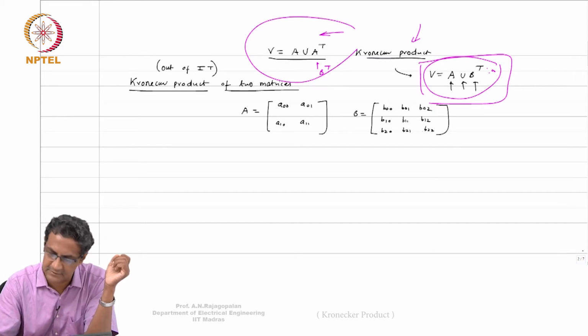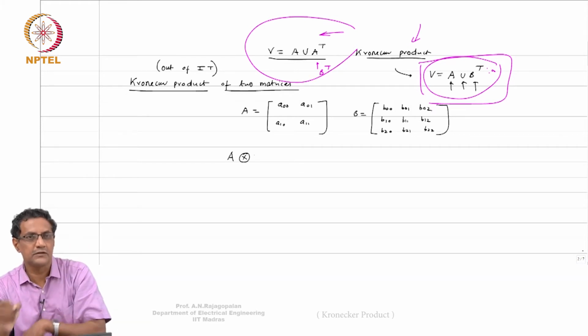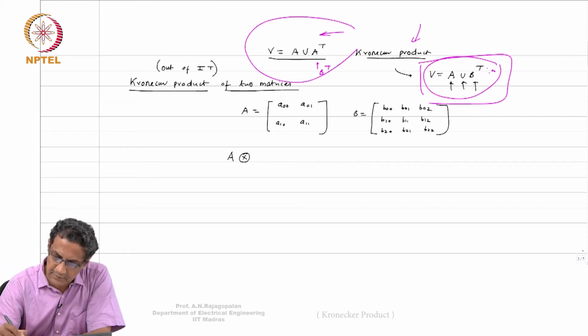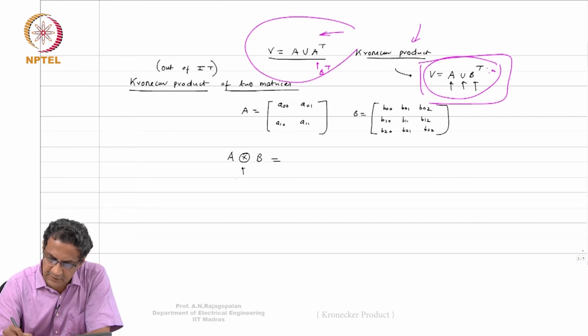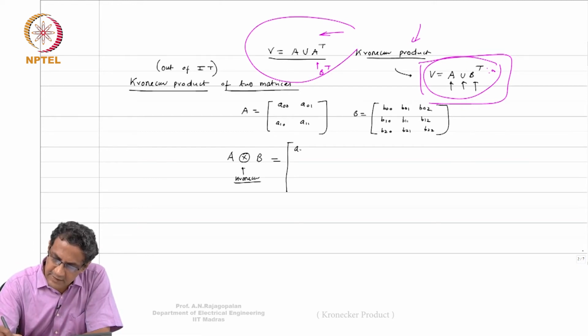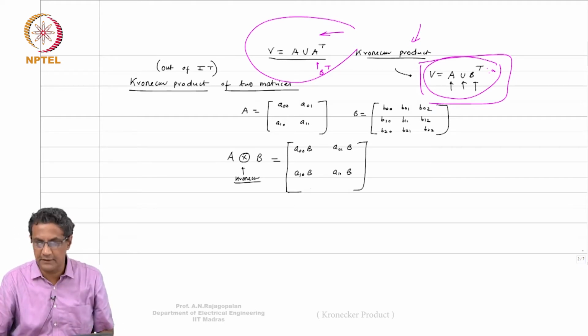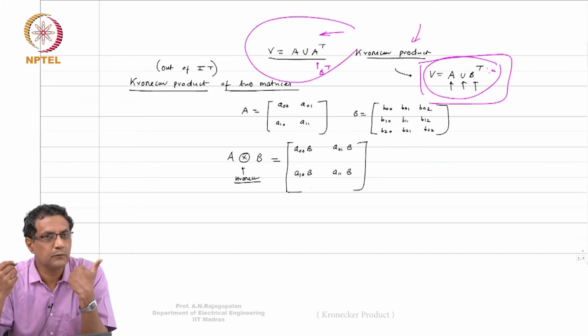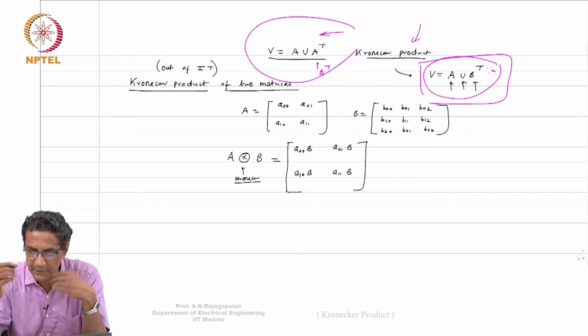If I have something like this, then when you talk about a Kronecker product, the symbol is a cross inscribed in a circle, and you say A Kronecker B. This is a standard symbol. A Kronecker B is now this new matrix: A00 B, A01 B, A10 B, and A11 B. It simply means take the first entry of A, multiply it with all of B, then take the second entry, multiply it with all of B, third entry, and so on.